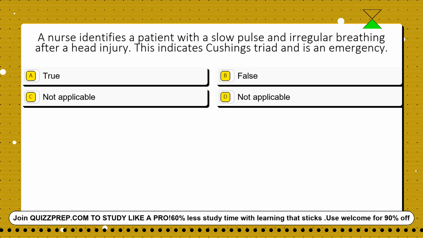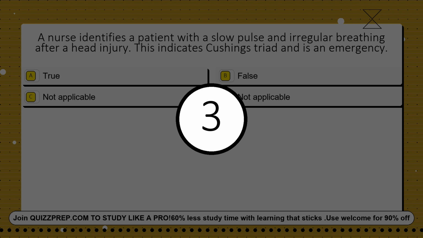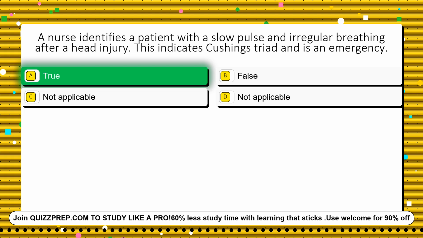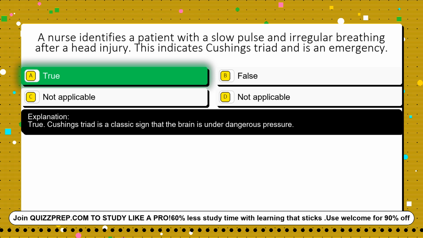Question 100. A nurse identifies a patient with a slow pulse and irregular breathing after a head injury. This indicates Cushing's triad and is an emergency. Option A, true. Option B, false. Option C, not applicable. Option D, not applicable. The correct answer is option A, true. True. Cushing's triad is a classic sign that the brain is under dangerous pressure.